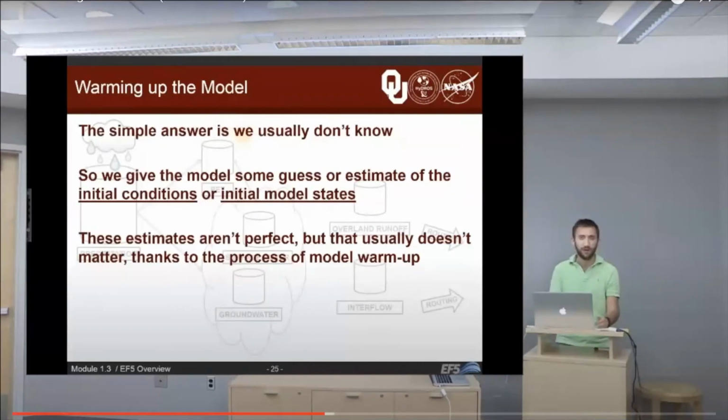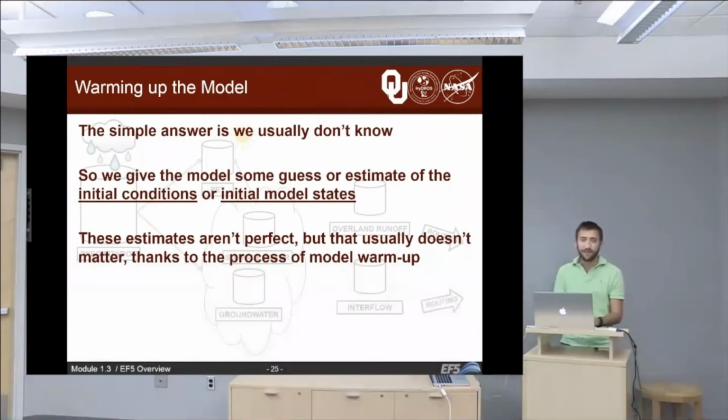Generally we don't know, so we give the model some guess or estimate of the initial conditions or initial states of the model. We call that the initial conditions or the initial model states. And these estimates aren't ever perfect, but that usually doesn't matter because we have something called a model warm-up.